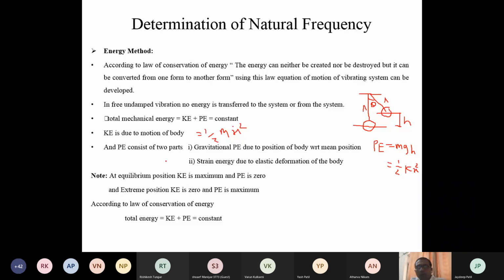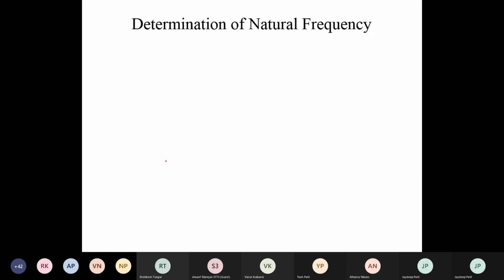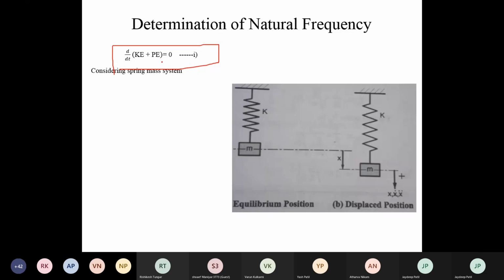Now I have to differentiate this equation. That means d upon dt of kinetic energy plus potential energy equal to constant, so d upon dt of the bracket kinetic energy plus potential energy is equal to 0. Now take the example of the spring mass system. The kinetic energy will be 1/2 m x dot square, that is 1/2 m v square, where x dot is the velocity, and the potential energy due to the deflection of the spring is 1/2 kx square.